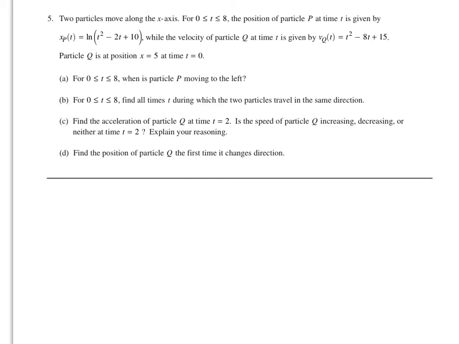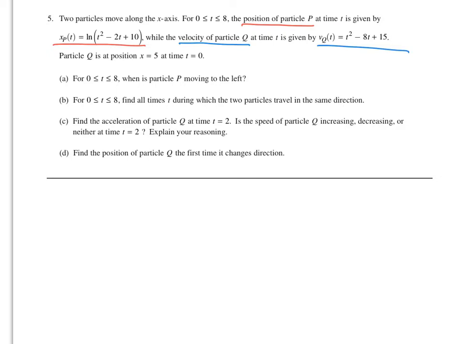Okay, we are looking at FRQ5, and this one is involving two different particles. We have the position function for particle P, which is given by this, and then you're given your velocity of particle Q by this function. Okay, so you want to make sure you know what you have.